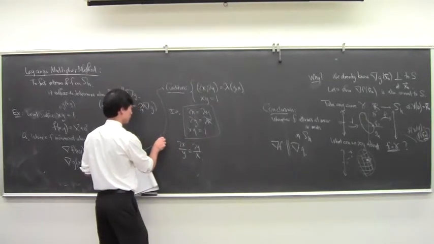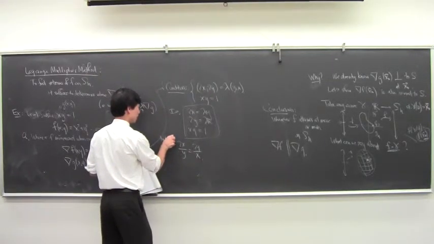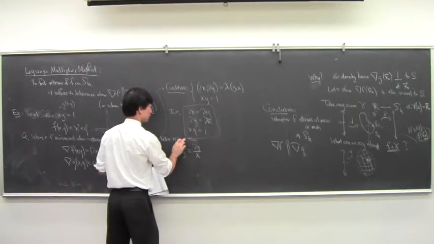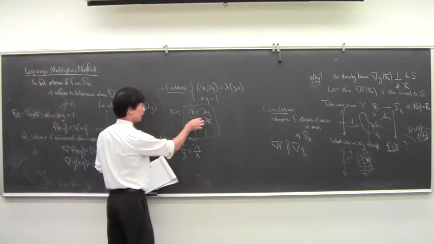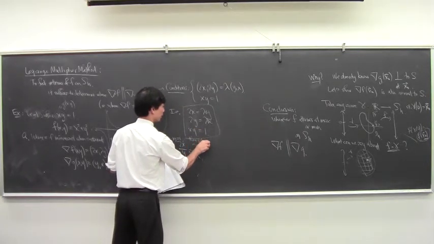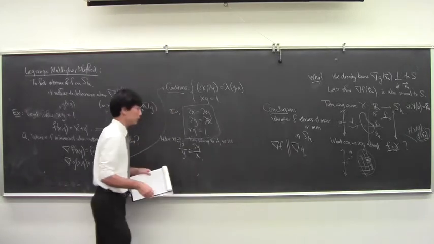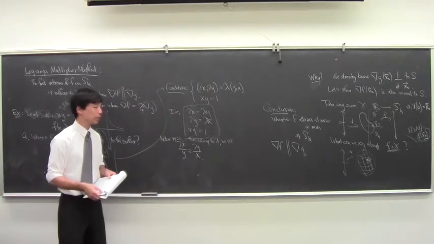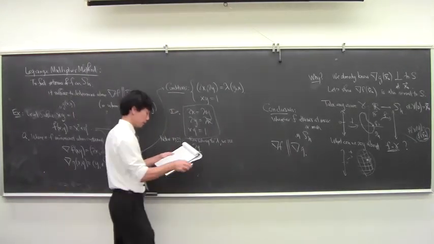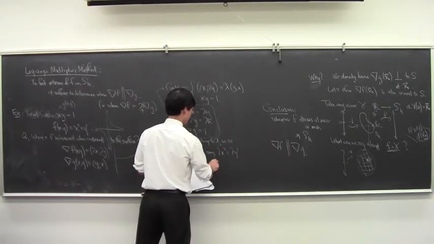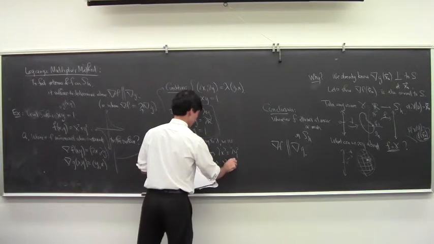So notice that xy equals 1. Then solving for lambda, we see that 2x over y equals 2y over x, which tells us that 2x squared is equal to 2y squared, which tells us that x squared equals y squared.